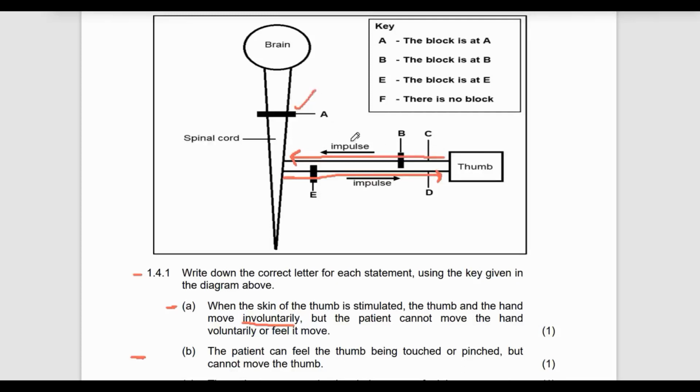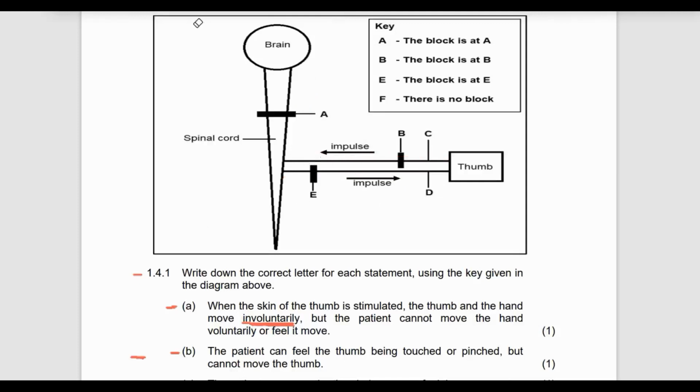The blockage is at A, meaning the impulses were not sent to the brain. That's why it's an involuntary action or movement. I think you get it, guys. That's how it goes. Next, at B, the patient can feel the thumb being touched or pinched. So now let's erase that.